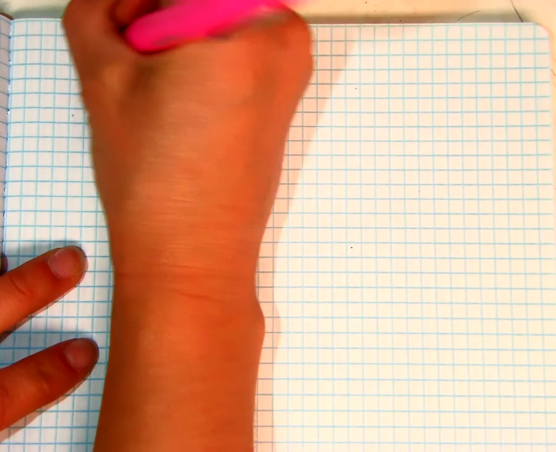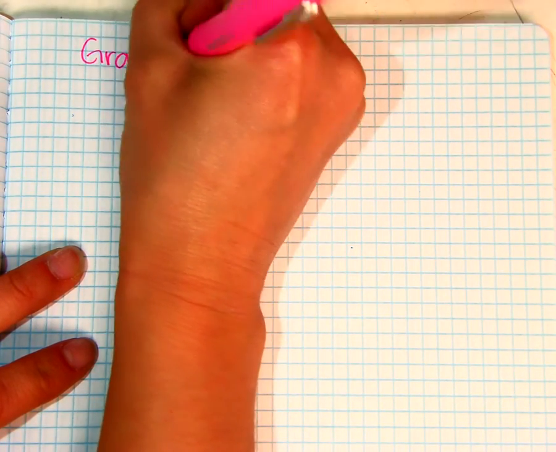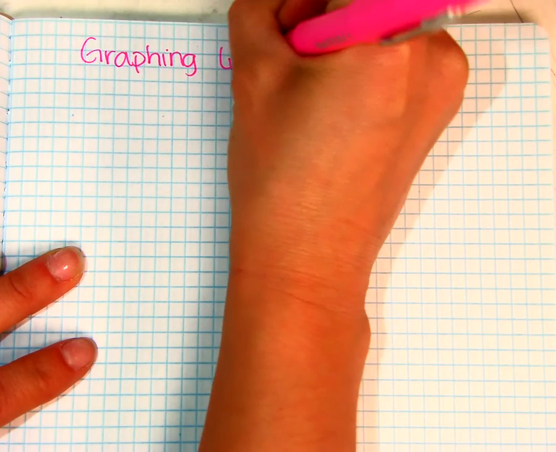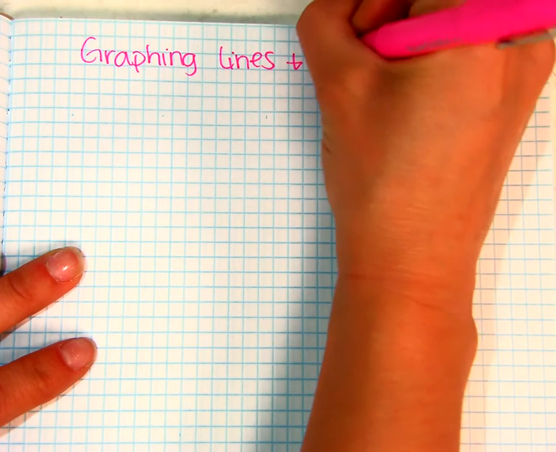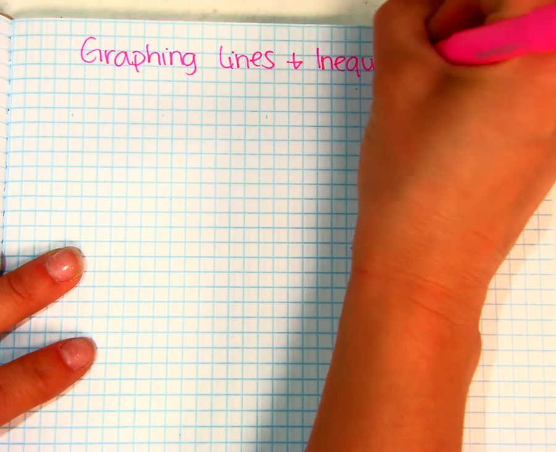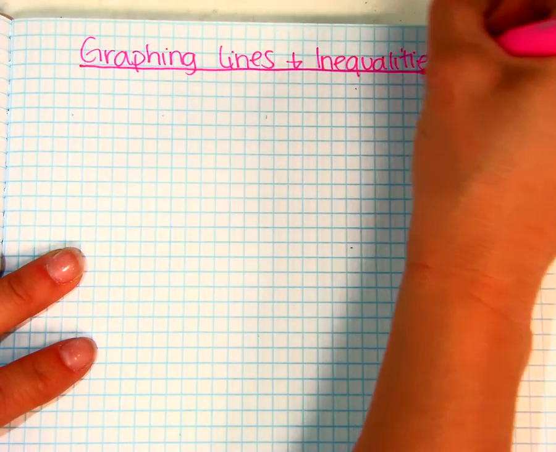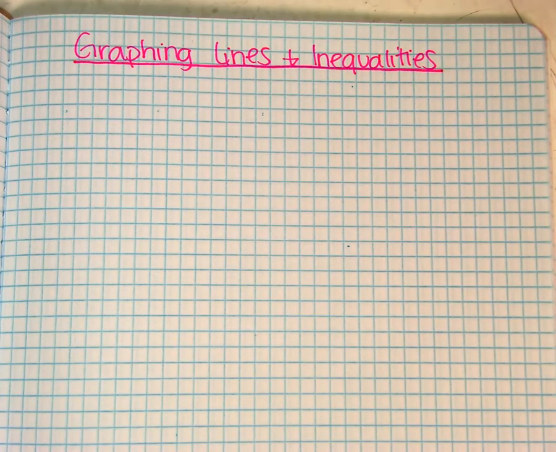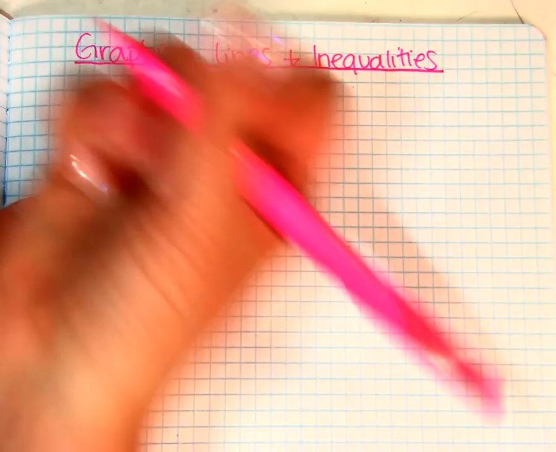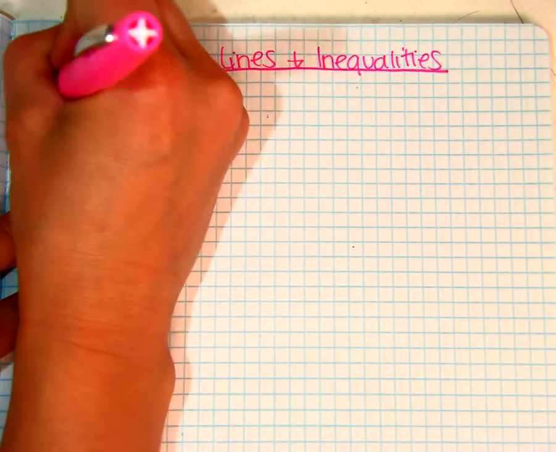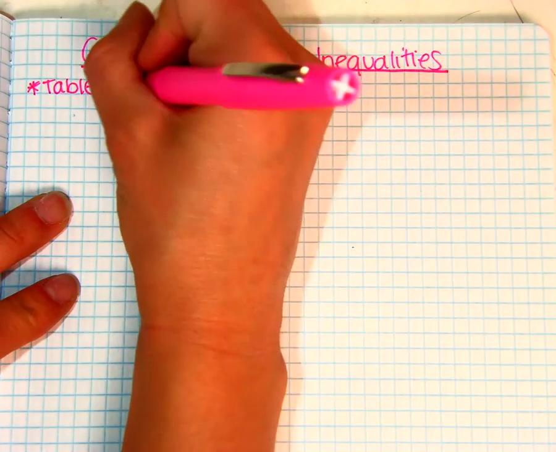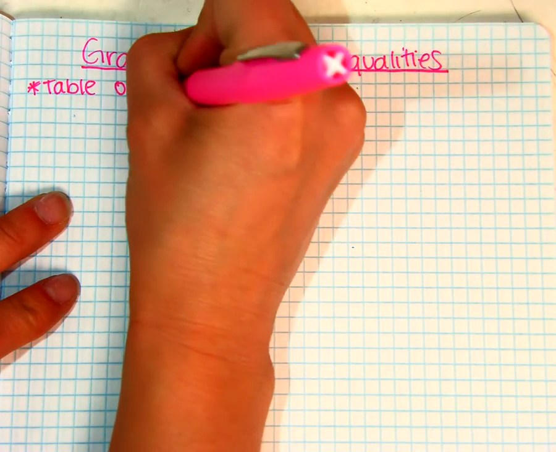Alright, so we are graphing lines and inequalities. So there are a couple ways to graph lines and inequalities. We're going to talk about doing it from a table option or table method.